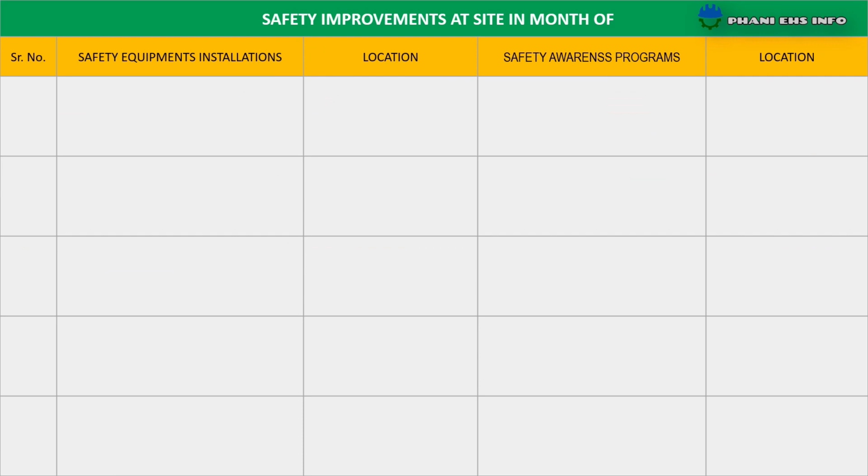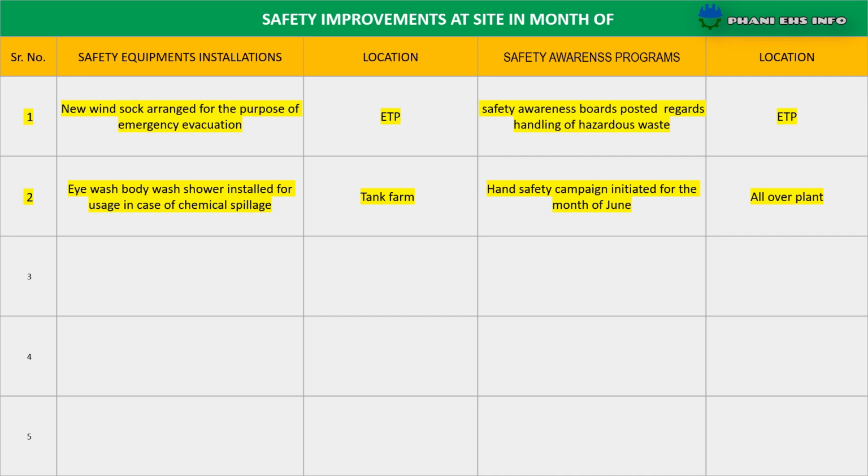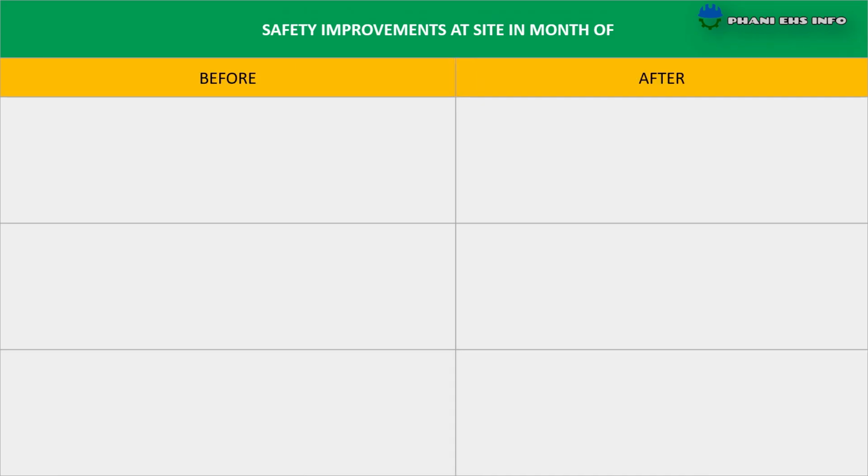Then improvements like safety equipment installed, and see here I mentioned a new windsock arranged for the purpose of emergency evacuation at ETP, and safety awareness programs, like we conducted safety awareness boards posting records on handling of hazardous waste at ETP. If you conducted any awareness programs or campaigns, we have to mention them here. And the last one, safety improvements at site.